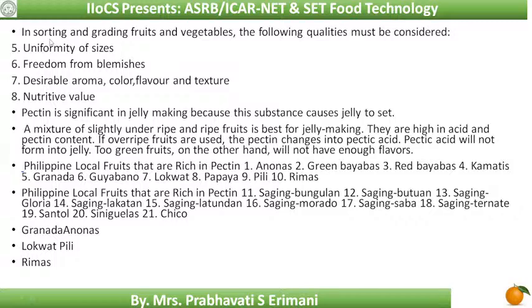In sorting and grading of fruits and vegetables, we again have to look into quality like uniformity in size, freedom from blemishes, and desirable aroma, color, flavor and texture, and it should have good nutritive value also. Pectin is significant in jelly making because these substances cause jelly to set. If the pectin is not in good condition, the jelly is not going to set. That is my own experience. Then we rejected that pectin powder and ordered again. So pectin powder is very important to set the jelly.